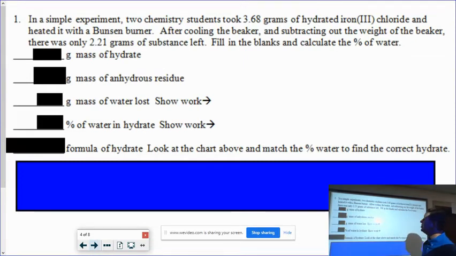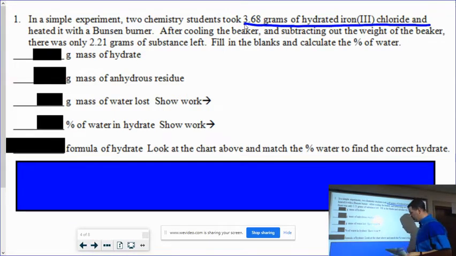So now what I want you to do is, well, I'll read this to you. It says, in a simple experiment, 2 chemistry students took 3.68 grams of hydrated iron(III) chloride and heated it with a Bunsen burner. After cooling the beaker and subtracting the weight of the beaker, there was only 2.21 grams of substance left. Fill in the blanks and calculate the percent water. So this is how many grams they started with. So the mass of the hydrate, how much did they start with? They started with 3.68 grams of hydrated compound.